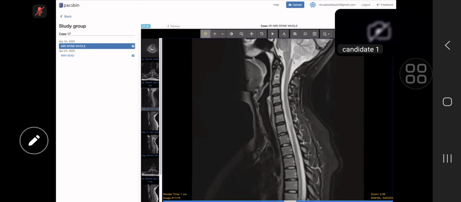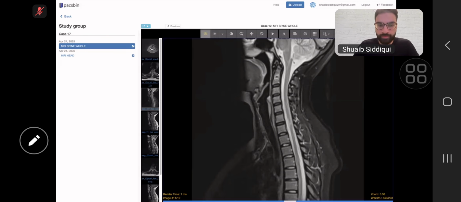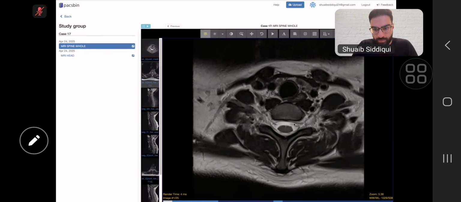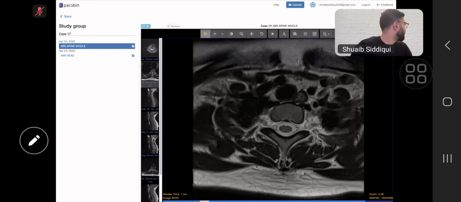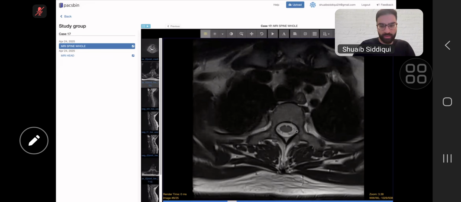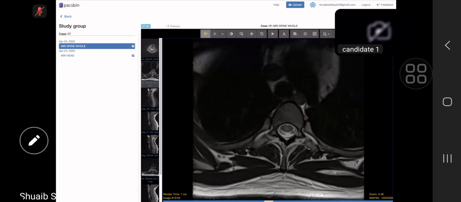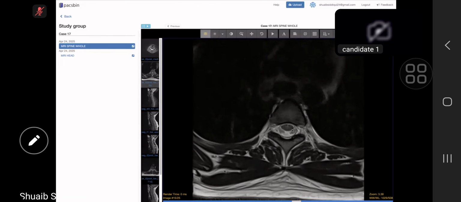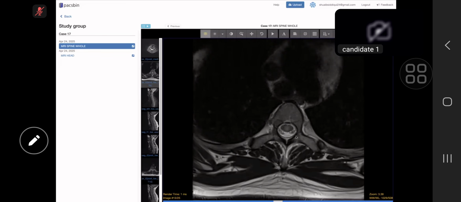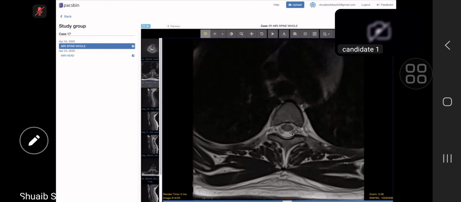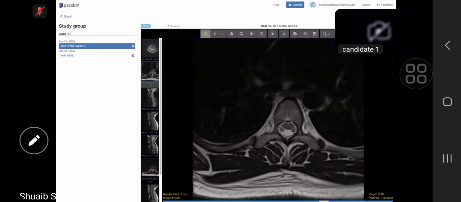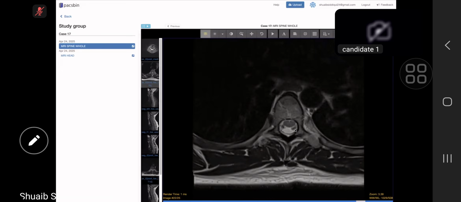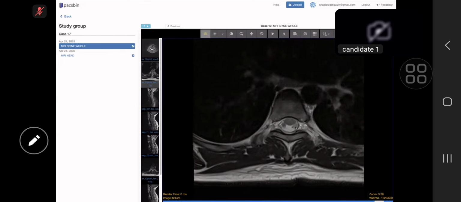So I would reconfirm them in the axial images. Yes, there was one lesion that I noted just here. It was in the center of the cord, intramedullary, and it is a short segment high signal lesion. I think this is the last.